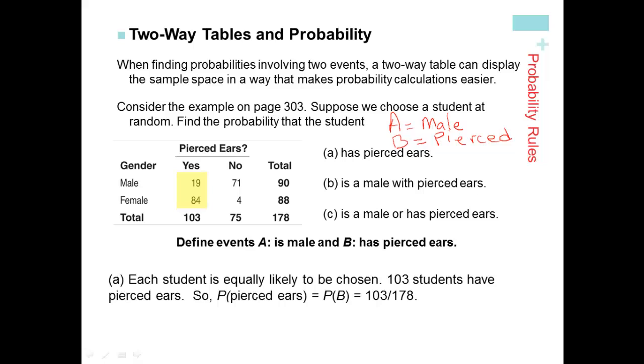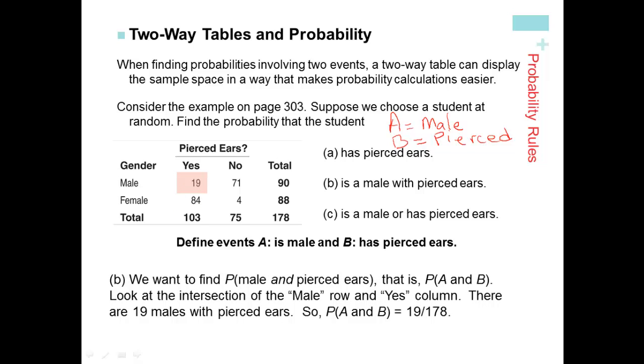Next, part B, I want to find the probability that the student is a male with pierced ears. From the table, you can see the probability of being a male and having your ears pierced is 19 total students divided by the 178 total students.